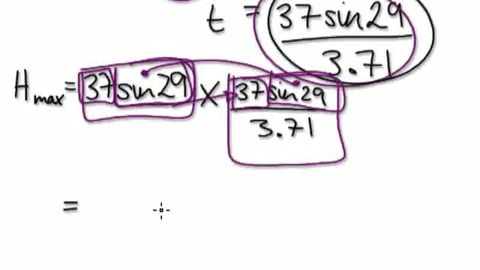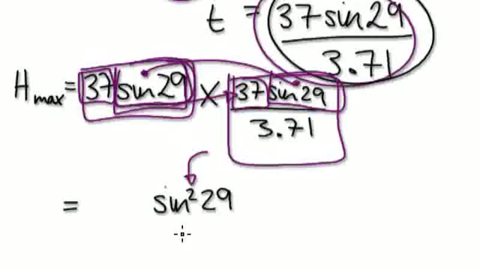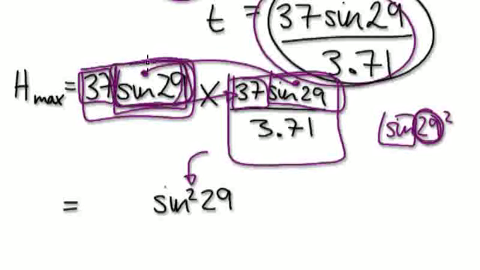These two will be the same, so it will be sine squared 29. This is just a way of us writing sine 29 times by itself, sine squared 29. But don't write it like sine 29 squared, because that is saying get 29, square it, and then you sine it. This box here is basically a number, and then you times by itself, and this is the way we would write it.